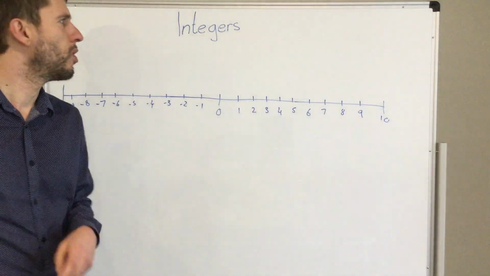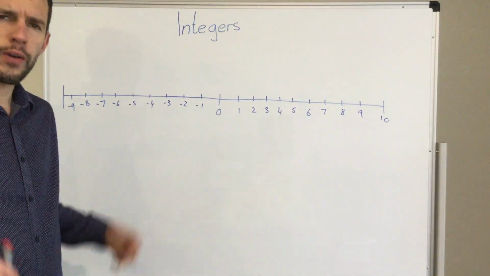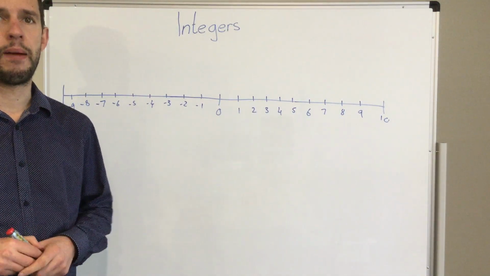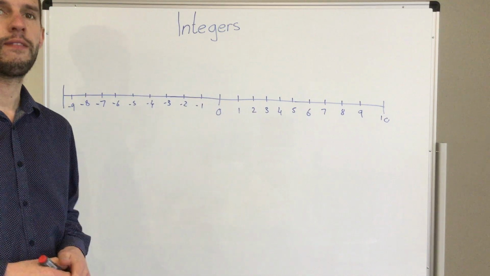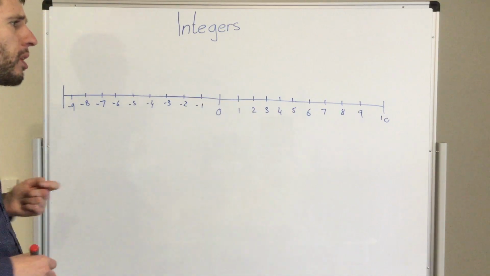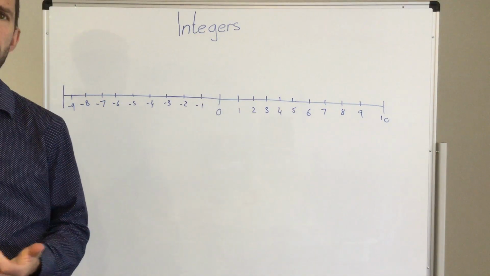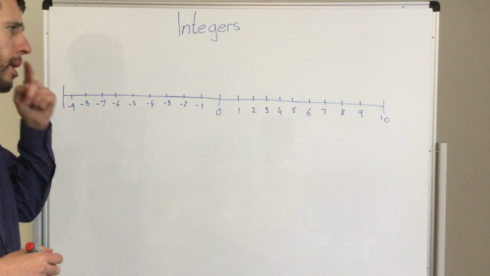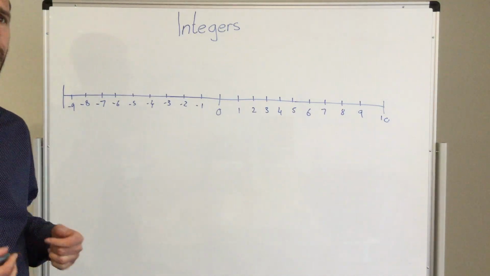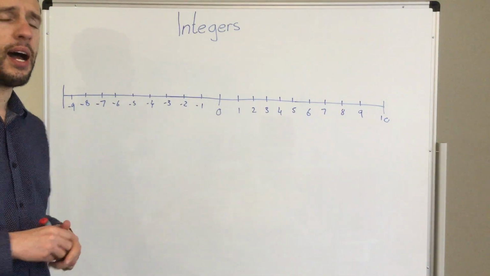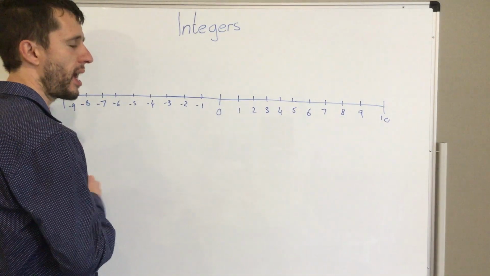So we are going to be looking at integers. Now, integers are numbers that are positive and negative numbers. So we are going to be looking at adding and subtraction of integers today. So just going to start off with an easy question. I'm going to talk about the meaning of negative numbers when we're adding and take away.